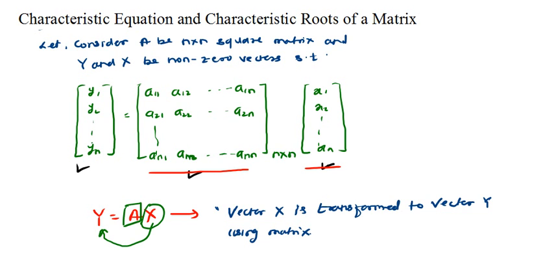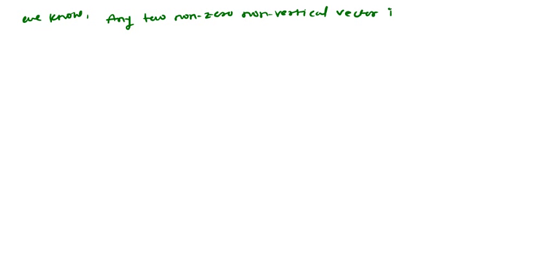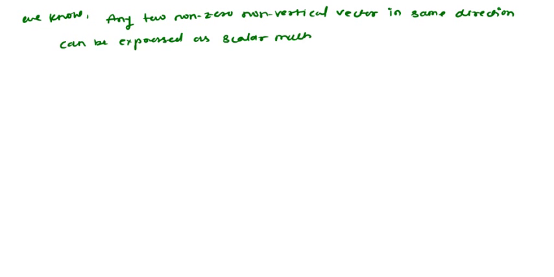Now we know that any two non-zero non-vertical vectors in the same direction can be expressed as scalar multiples of one another. Non-vertical means the vectors which are not vertical.